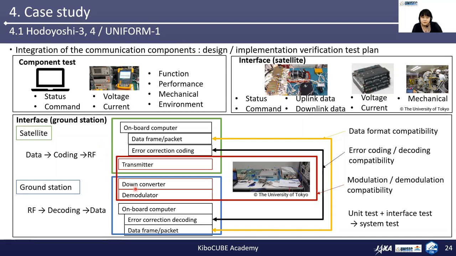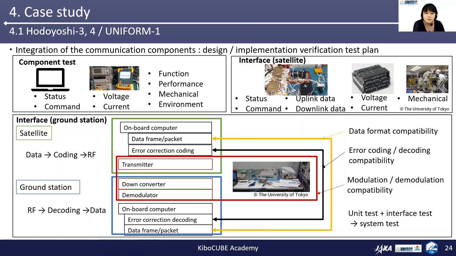This part shows the ground station interface. In the satellite, the gathered data is framed or packetized. Error correction coding is performed, and it is modulated and transmitted as a radio wave. In the ground station, the received radio wave is demodulated. Error correction decoding is performed, and then it is depacketized or deframed.